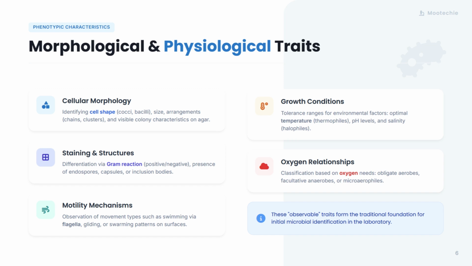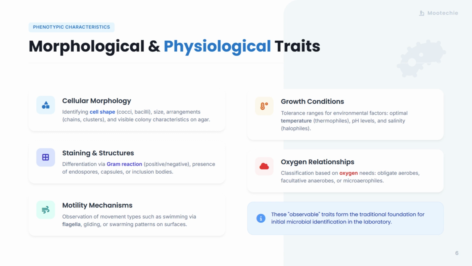Growth conditions. Tolerance ranges for environmental factors, optimal temperature, thermophiles, pH levels, and salinity, halophiles. Understanding where and how a microbe thrives tells us a lot about its identity and ecological role. Oxygen relationships. Classification based on oxygen needs, obligate aerobes, facultative anaerobes, or microaerophiles.